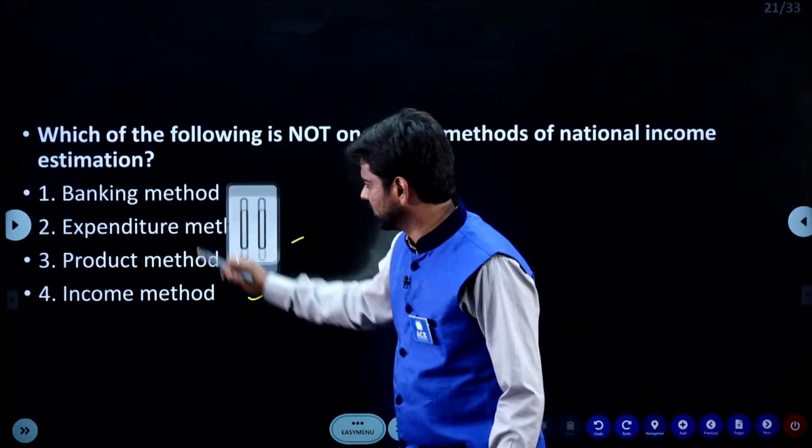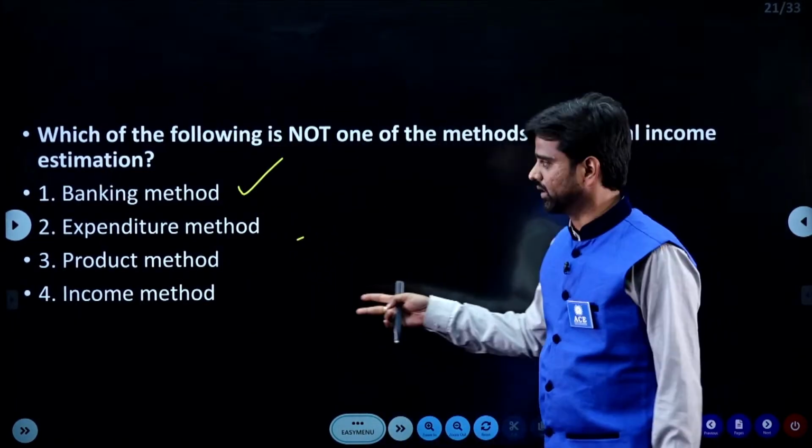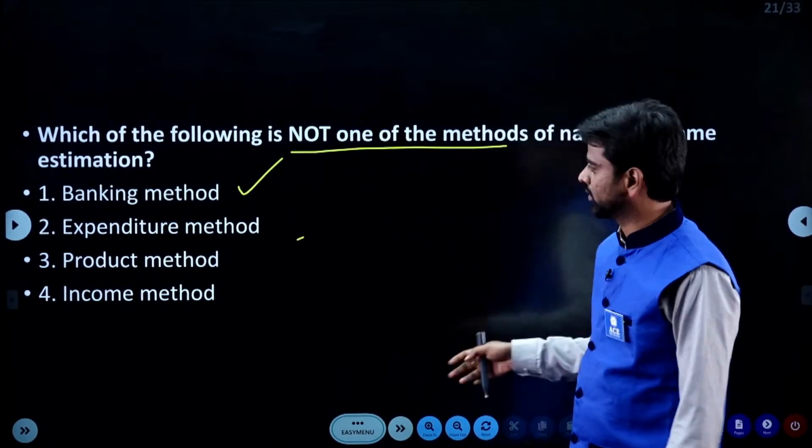So what is the right answer? It is the banking method. The banking method is the right answer, which is not one of the methods for estimating the national income.